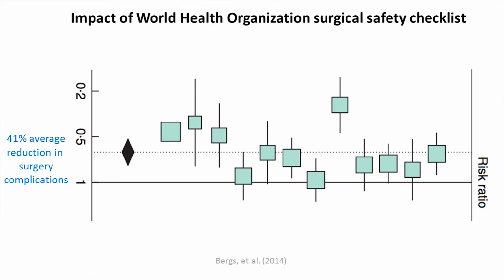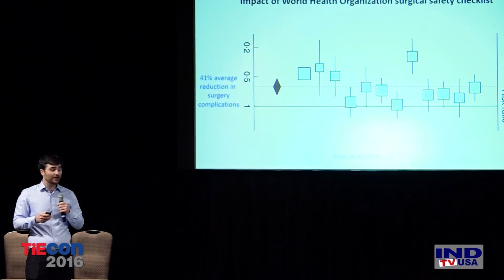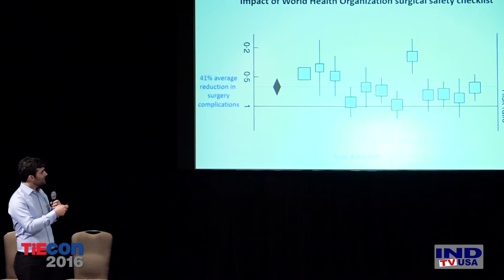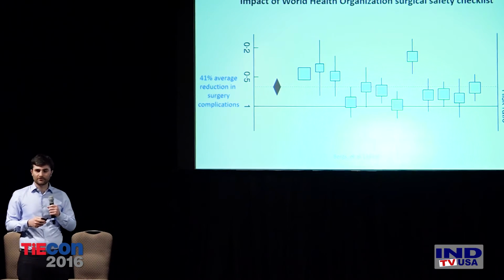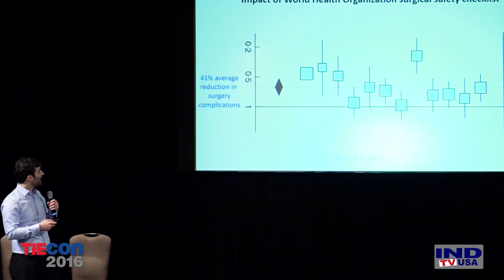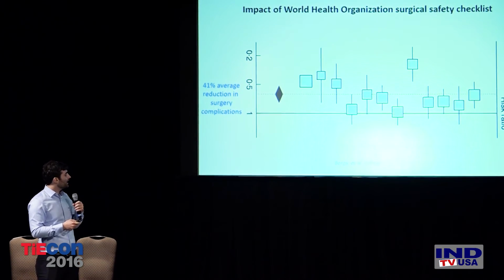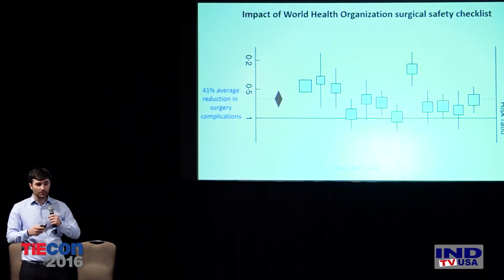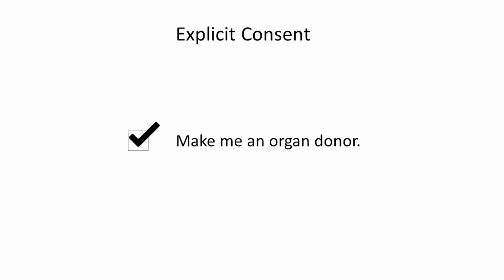And so the World Health Organization developed a checklist that they give surgeons. It doesn't teach the surgeons things that they don't know, so much as just get them to do the things that they already know they should do in a systematic fashion. And this is the outcome of applying these checklists in different hospitals. And they found that about, on average, 41% reduction in surgery complications result just from getting doctors to use a simple checklist.